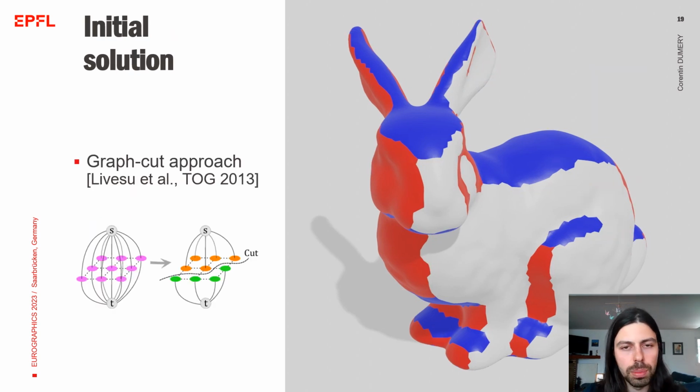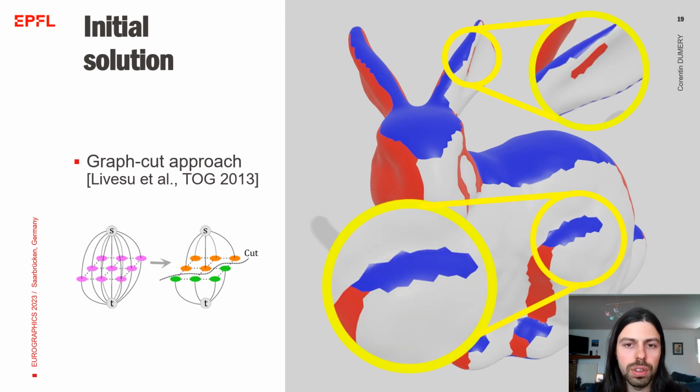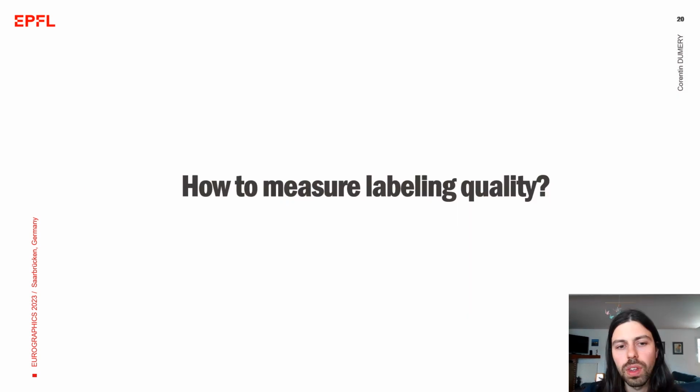To improve on this simple idea, Livesey and colleagues proposed to incorporate it into GraphCut, which allows us to penalize boundaries and produce simpler labelings. This is an improvement, but there are still many invalid charts, highlighted in yellow here. So how can we measure labeling quality?